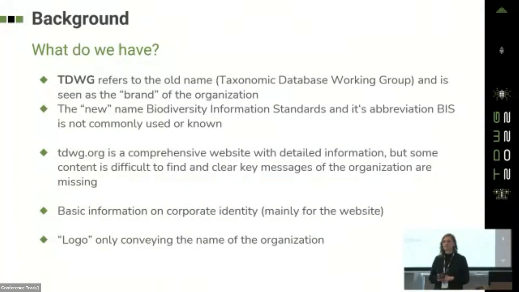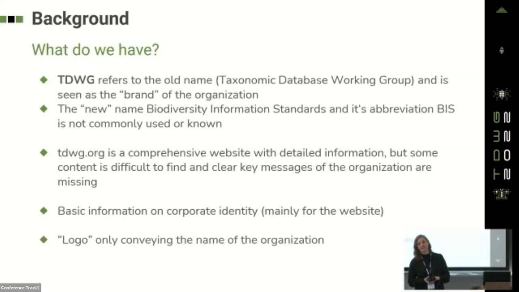So first of all, what do we have currently? We have TDWG. Most of you know that, but this is actually just the abbreviation of our old name, which is Taxonomic Database Working Group. But everybody is using that abbreviation. And it's a bit of a challenge with our new, it's not really new, but our new title, which is Biodiversity Information Standards. It's not commonly used, and especially the abbreviation BIS is not commonly used. But I think you will hear a bit more about our history in our final presentation on Friday. So we have a name at least, but there is some room for improvement.